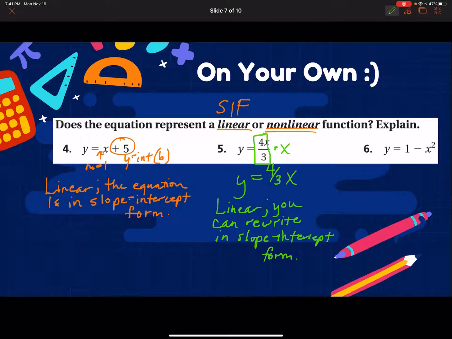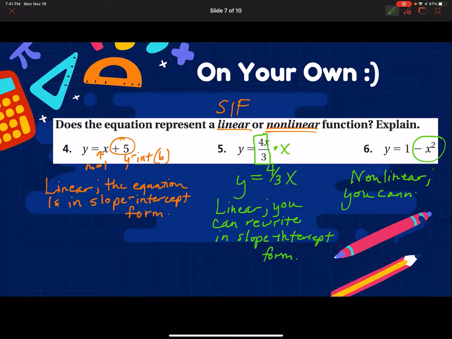Okay, let's look at number 6. I'm trying to get this in slope-intercept form. I'm looking at y equals 1 subtract x squared. This subtract x squared is not going to allow me to put anything in this equation in slope-intercept form. So this automatically becomes nonlinear.